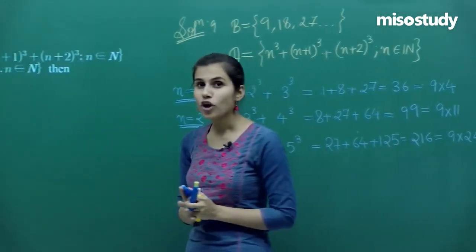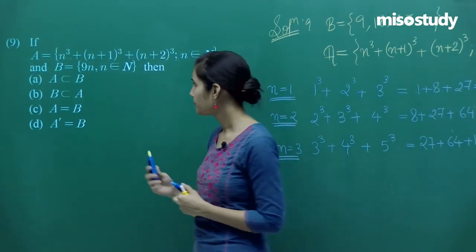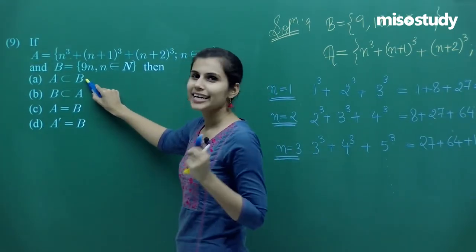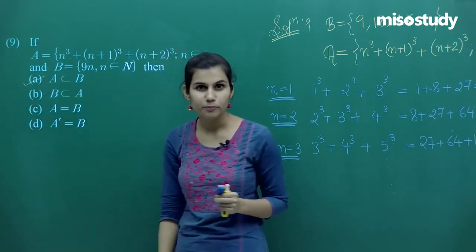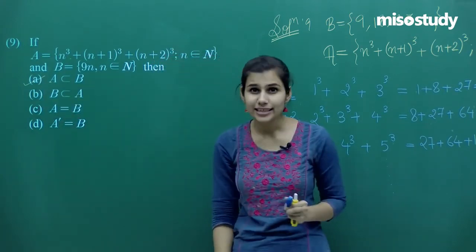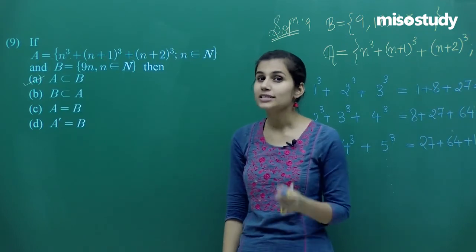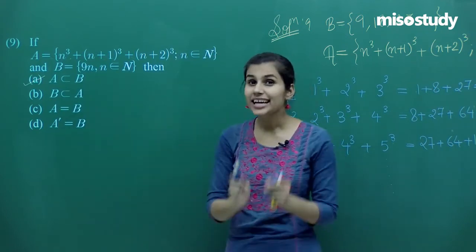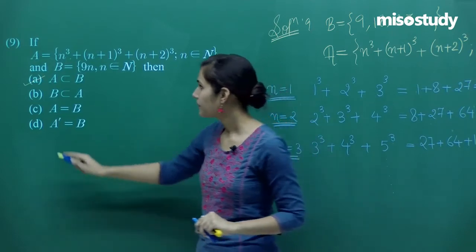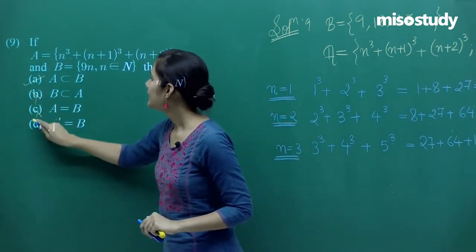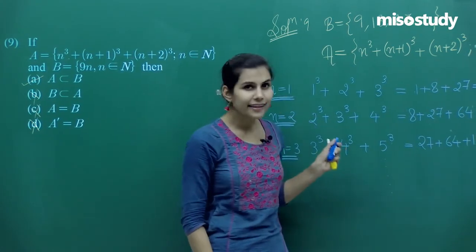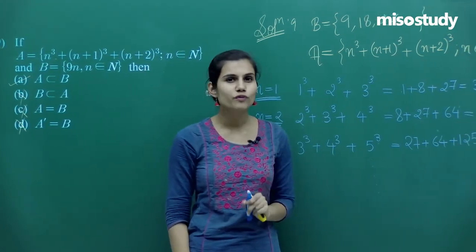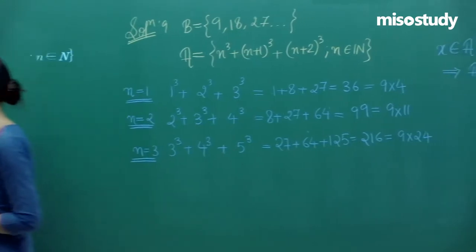Let's see which option gives us that leverage. The first option is what is the correct one, that my A is a subset of B. In fact, it is true that it's a proper subset because A does not contain all the multiples of 9. Therefore, B, C and D are wrong options. Understand this and then we will move to the last question.